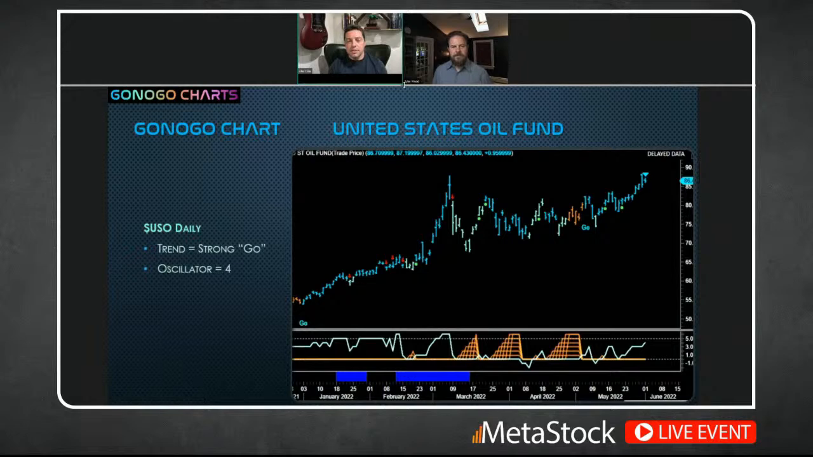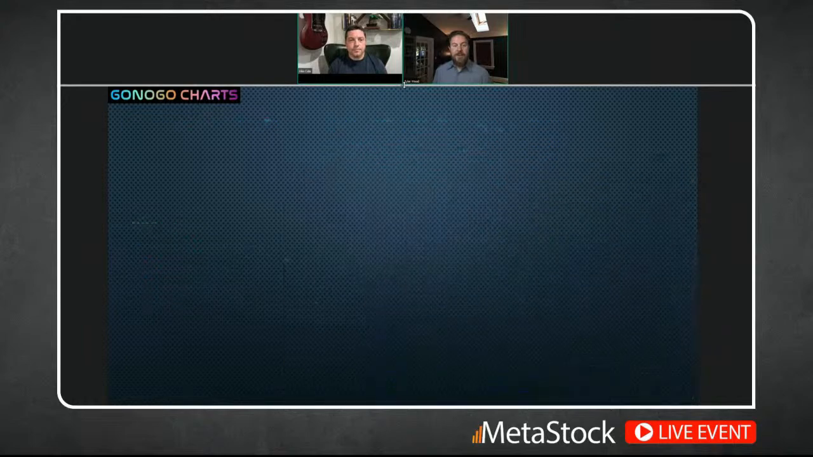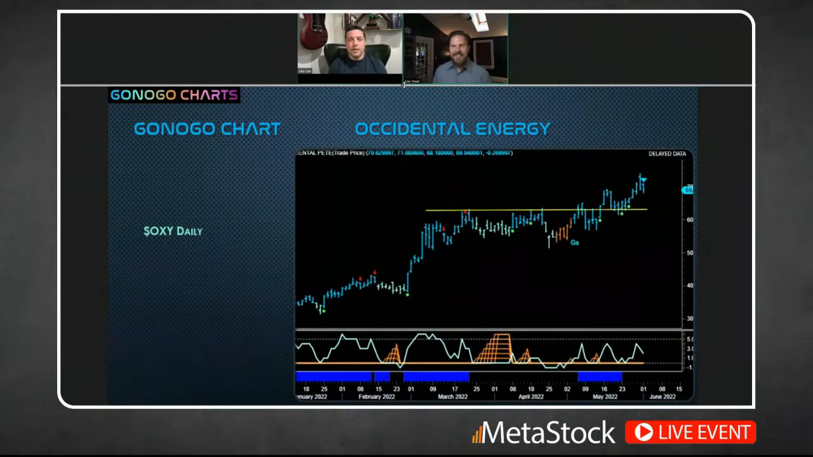What's the oscillator doing? The oscillator is at 4, so it's in positive territory, not yet overbought. And is there anything happening at the zero line? Well, not at the moment, but what we would say is that it has recently found support again, and that led to this recent rally back up to those prior highs from early March. Yeah, the trade's still in play in energy.